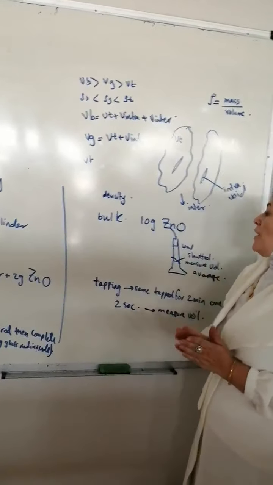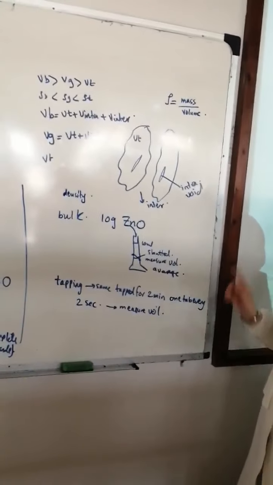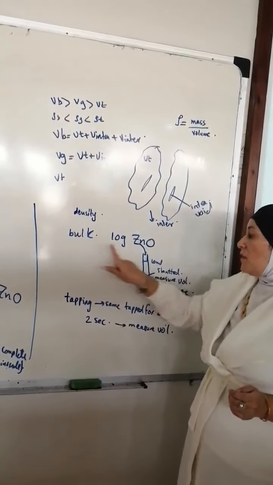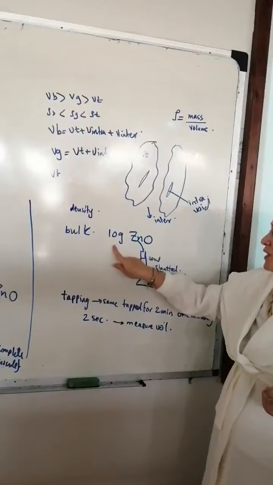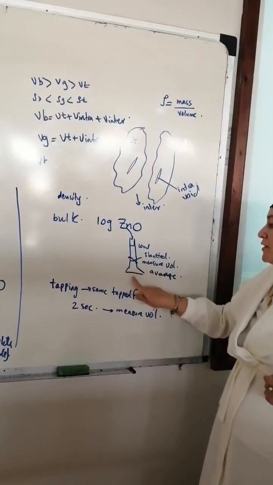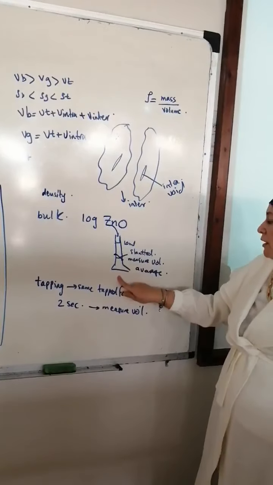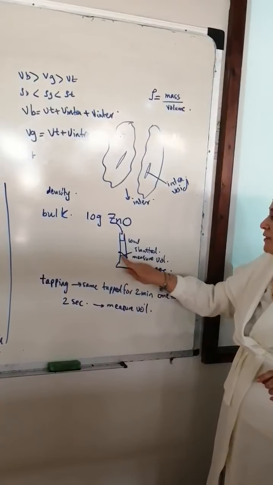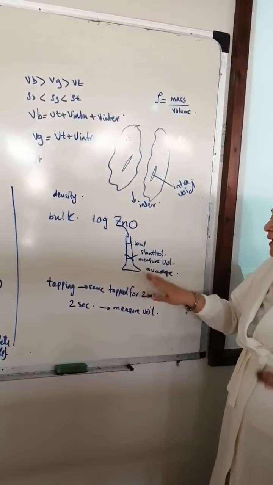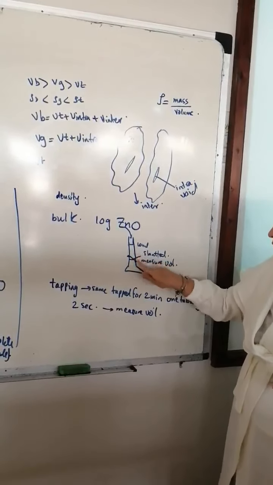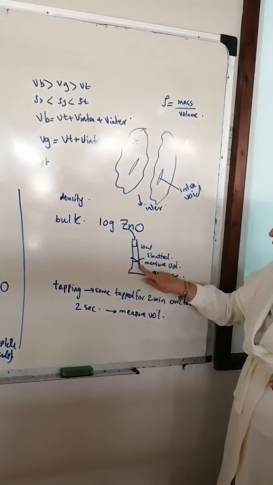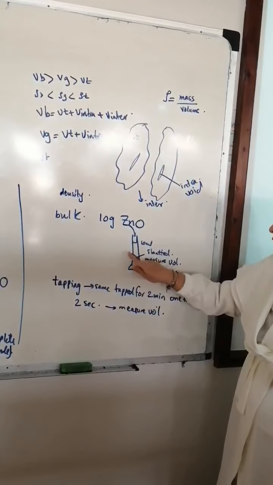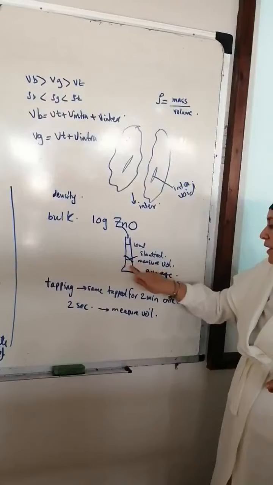So we start with measuring the bulk density of zinc oxide, using 10 grams of zinc oxide added just to the cylinder, and read the volume. We may get a slanted volume, so we take the average of the high and low values.